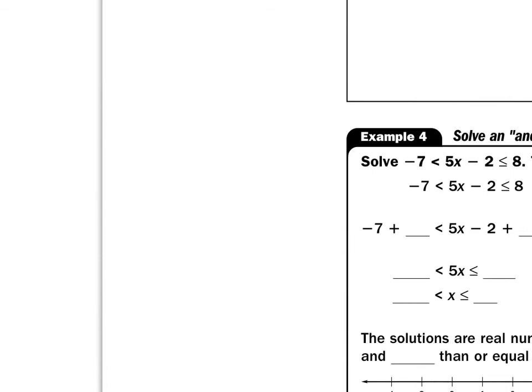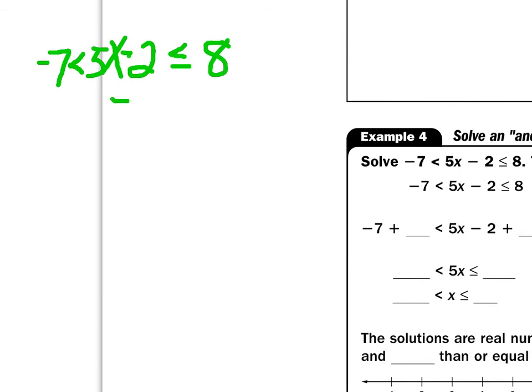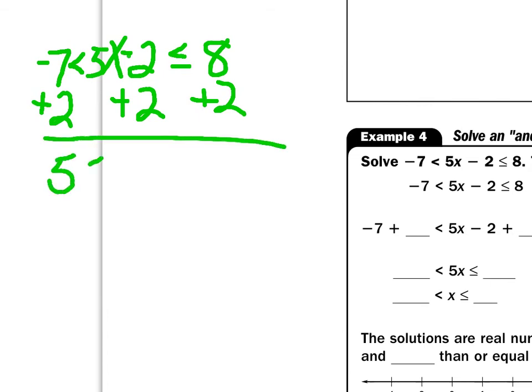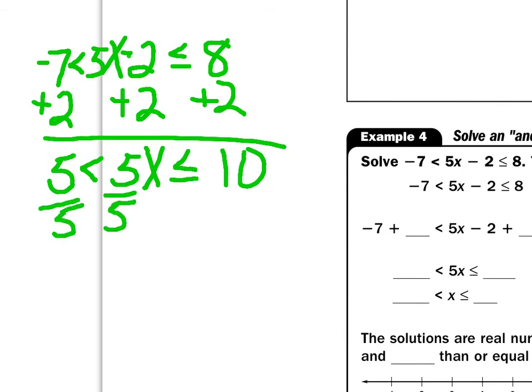Okay, example 4. Solve -7 is less than 5x minus 2 is less than or equal to 8. I can work with this just like any inequality. I just need to do it to all 3 sides instead of just both sides. So I need to get x by itself. Let's add 2 to all 3 sides to give me 5 is less than 5x is less than or equal to 10. Now I need to divide by 5 to get x by itself. And that'll leave me with 1 is less than x is less than or equal to 2.